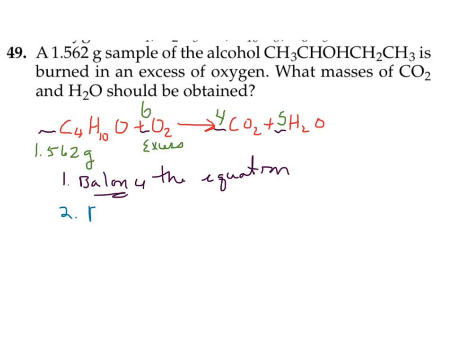So with a little bit of sweat, I came up with a set of coefficients of 1, 6, 4, and 5 to go ahead and balance it. Okay. So then, like I say, finish out the hints here. It's just a regular stoichiometric calculation, going from the mass of that reactant to the mass of those products. Any questions?